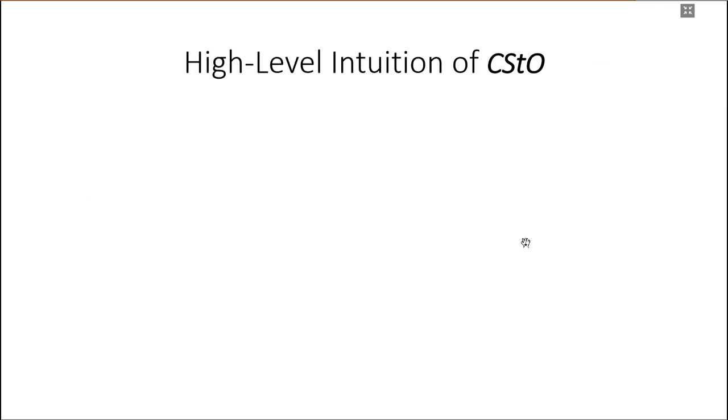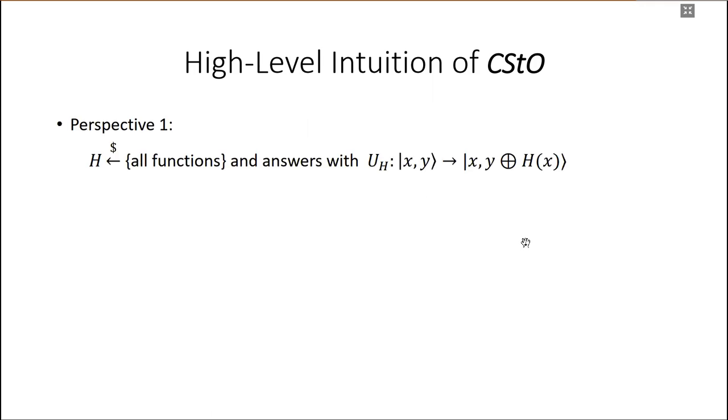I will explain the high-level idea of the CSTO. This representation lacks details, and in this representation the implementation is not efficient. It's just to build the intuition behind the CSTO. So the standard way of considering the quantum random Oracle model is that the Oracle chooses a random function from the set of all functions, and answers the queries with the unitary U sub H. That is the standard way of implementing H on a quantum computer.